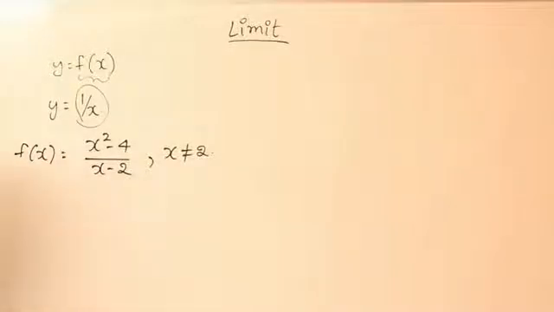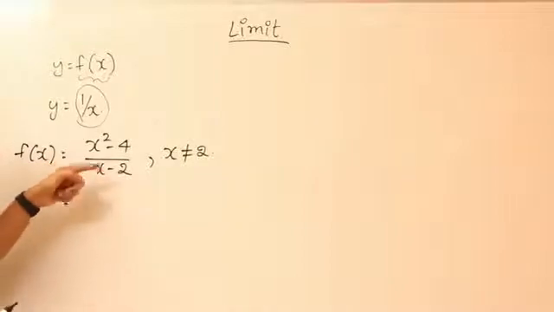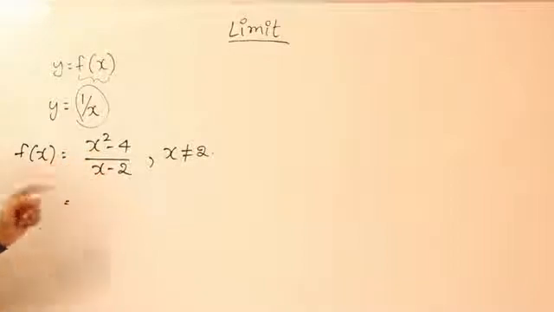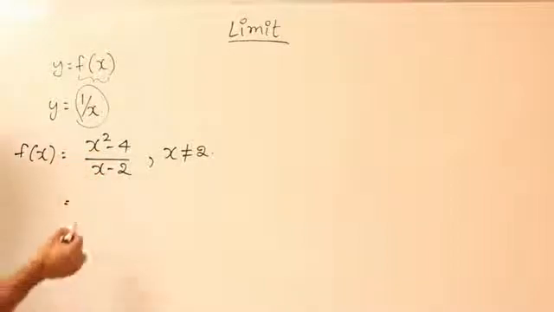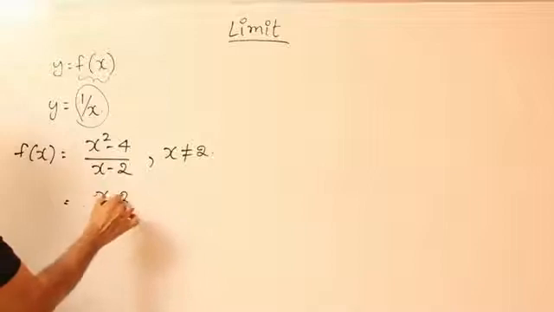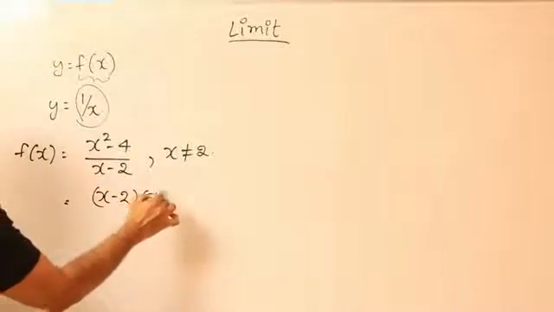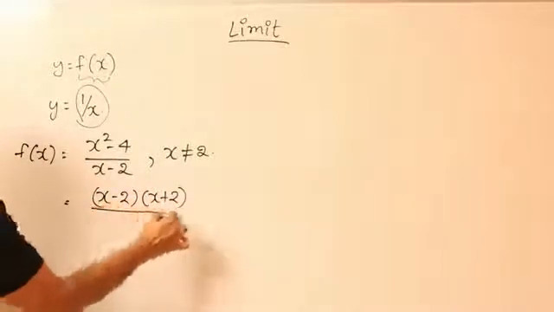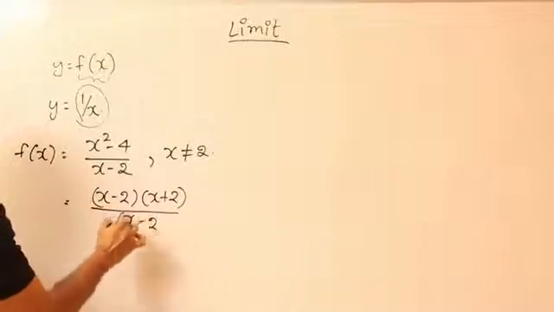So in order to find that, I'll use the factorization method. The very reason that we are getting 0 by 0 is because whenever we get a 0 in this function and whenever we get a 0 in this function, it means that when I substitute 2, x minus 2 is a factor of this and x minus 2 is a factor of this. So I'm going to write it like this: x minus 2 into x plus 2 divided by x minus 2. I think you know how to expand this.